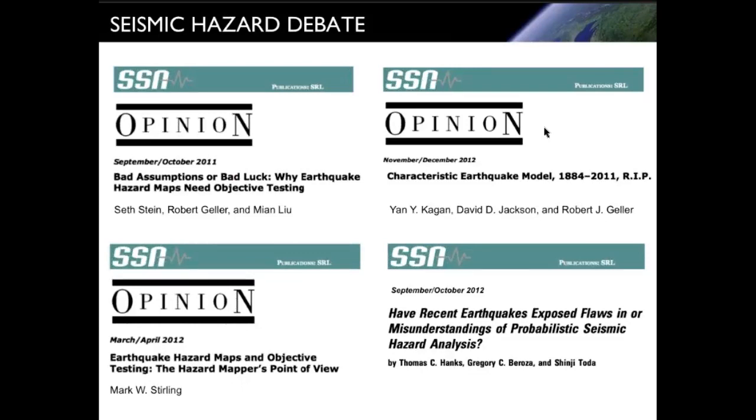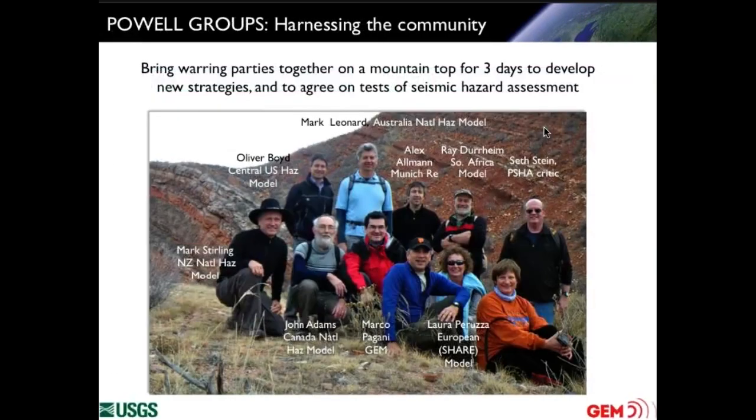And that's exploded into the community in terms of discussions about, okay, what are we doing right and wrong, and is this really something that we should be supporting? And I think this debate matters to all of us in the room. It should matter to insurers as much as it does to scientists, because you're basing your business on these probabilistic methods. GEM's approach to this problem is to say, okay, let's take the warring parties, bring them to a mountaintop for 3 days, and figure out what kind of tests and steps we need to take to solve these problems.